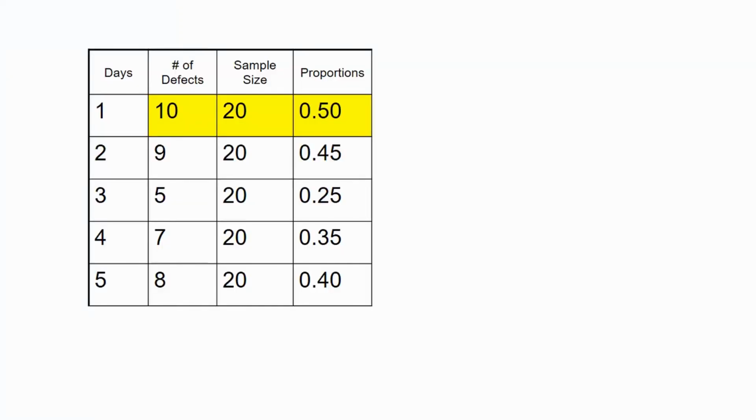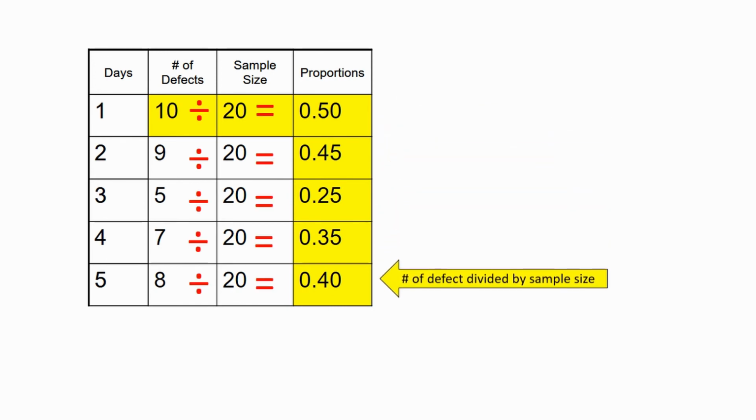To develop the P-chart, we have to calculate the proportion of defects to samples. Proportions are derived by dividing the number of defectives by the sample size. So for day 1, the proportion is 10 divided by 20, which gives us 0.50. We do the same for the rest.